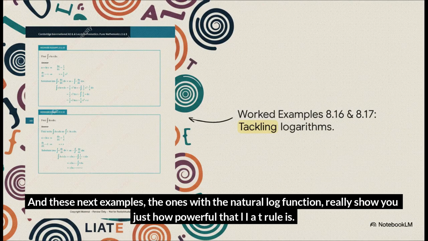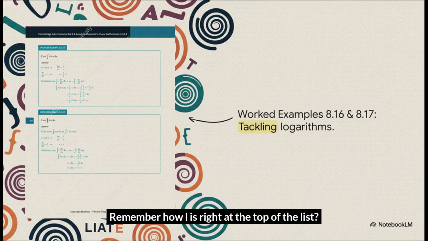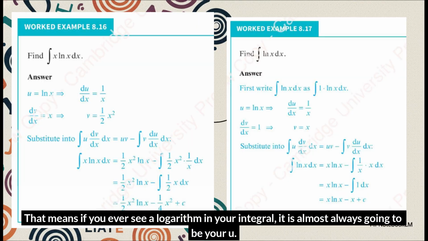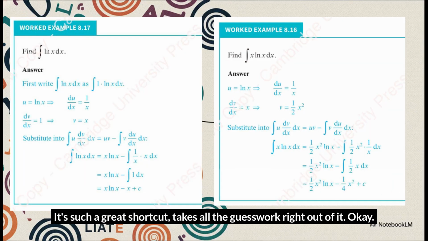And these next examples, the ones with the natural log function, really show you just how powerful that LIATE rule is. Remember how L is right at the top of the list? That means if you ever see a logarithm in your integral, it is almost always going to be your u. It's such a great shortcut. Takes all the guesswork right out of it.